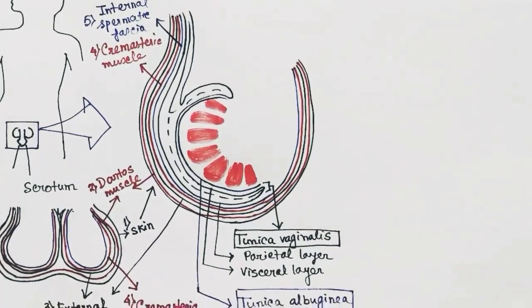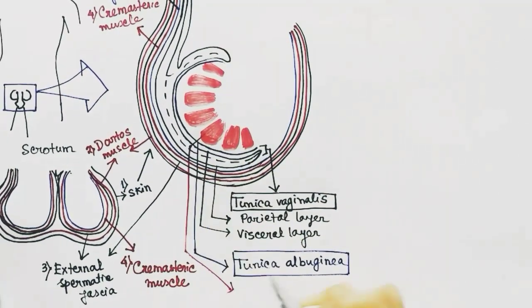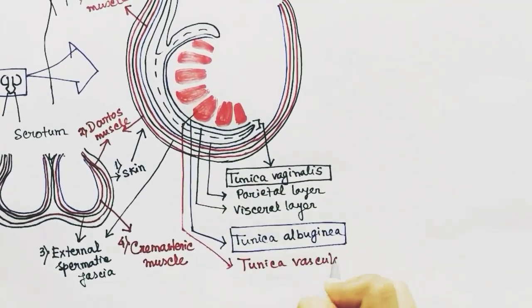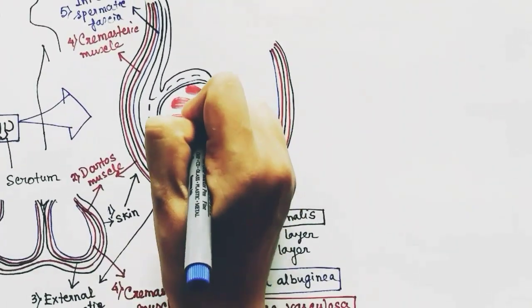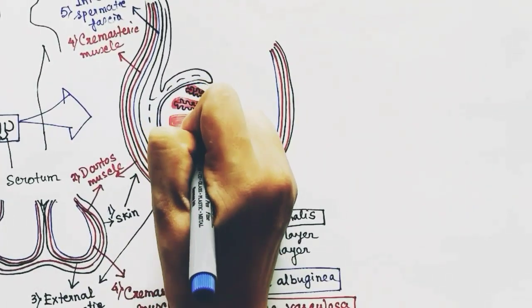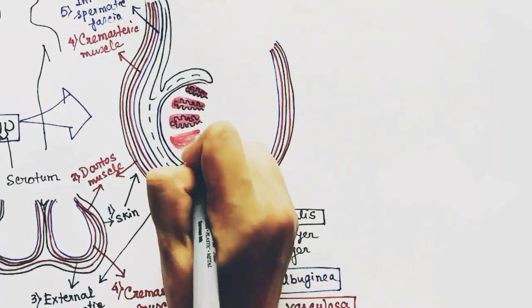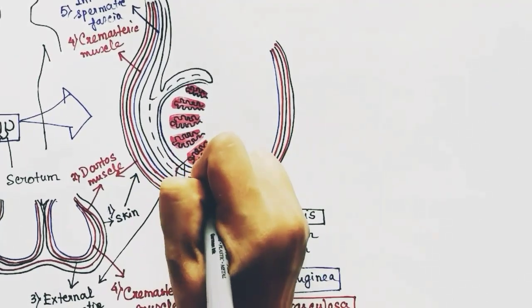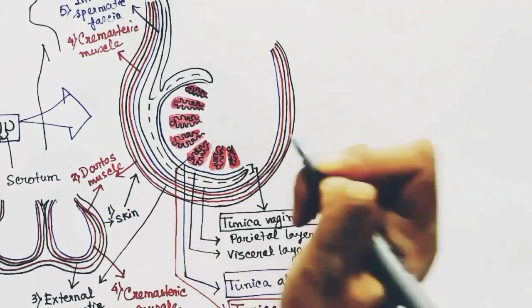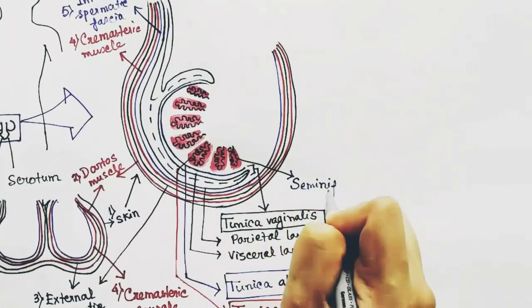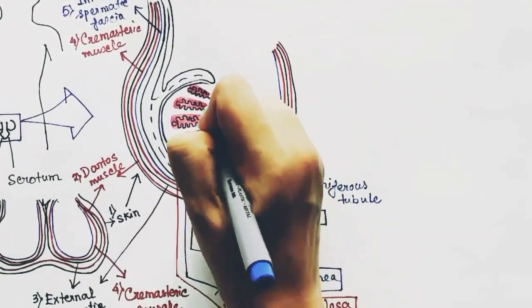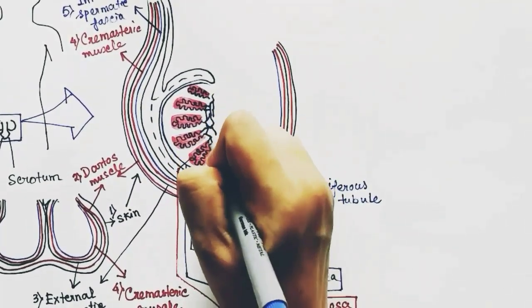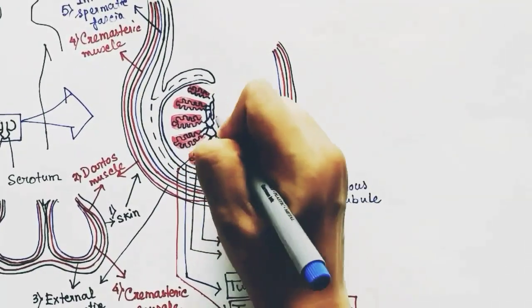The red thing that I am drawing here is the tunica vasculosa. This layer is made up of connective tissue and blood vessels. There are some tubule-like structures present in the tunica vasculosa. These tubule-like structures present in this layer are called seminiferous tubules. The sperms are produced inside these tubules.